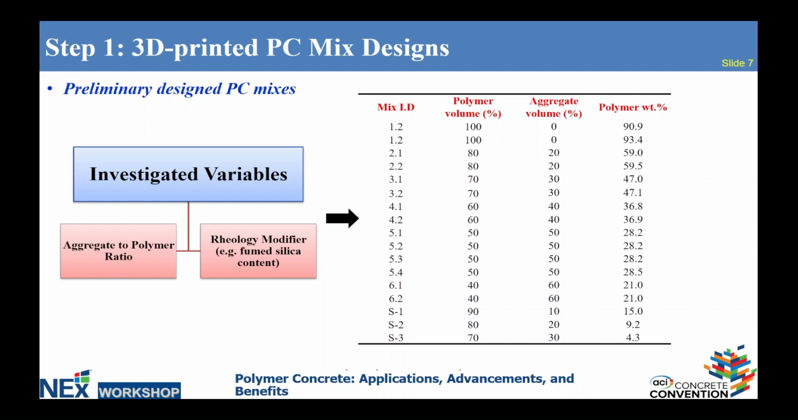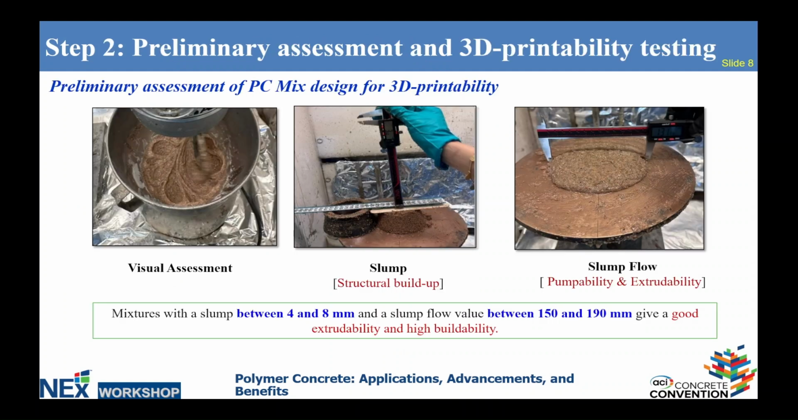And then before 3D printing, to see their potential for 3D printing, we followed the procedure that is usually used in literature, which is the slump and slump flow. Of course, we will start by visual assessment to check if it's dry to fluid, and we can, by trial and error, adjust the dosage of fumed silica. And then the slump will give us an indication of the structural build-up during 3D printing, and the slump flow will give us an indication of pumpability and extrudability.